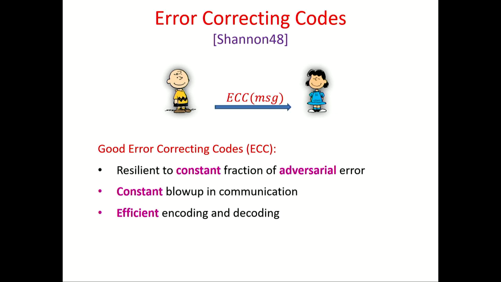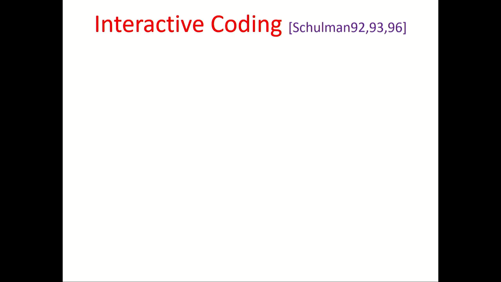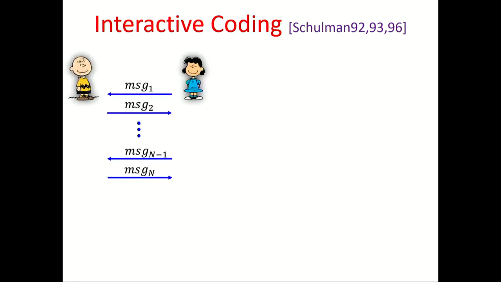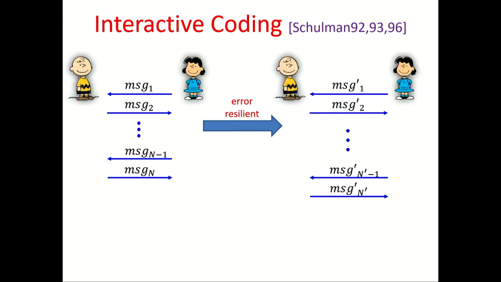The topic of this talk is interactive coding, introduced in the seminal works by Schulman. So what is an interactive coding scheme? Here, instead of just having one message, we have a conversation back and forth. So Alice and Bob talk back and forth, and we want to compile this conversation into a new conversation such that even if a constant fraction of the bits of this entire conversation are corrupted, they can still recover what they would have spoken had there been no noise at all.